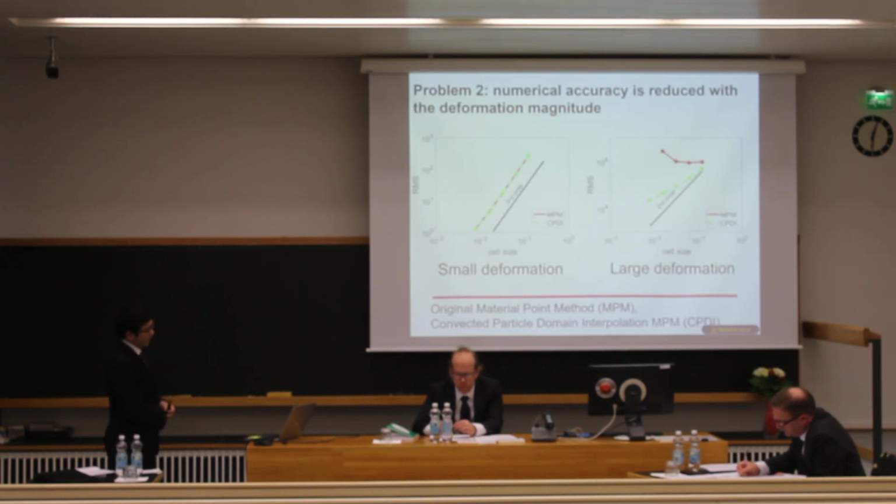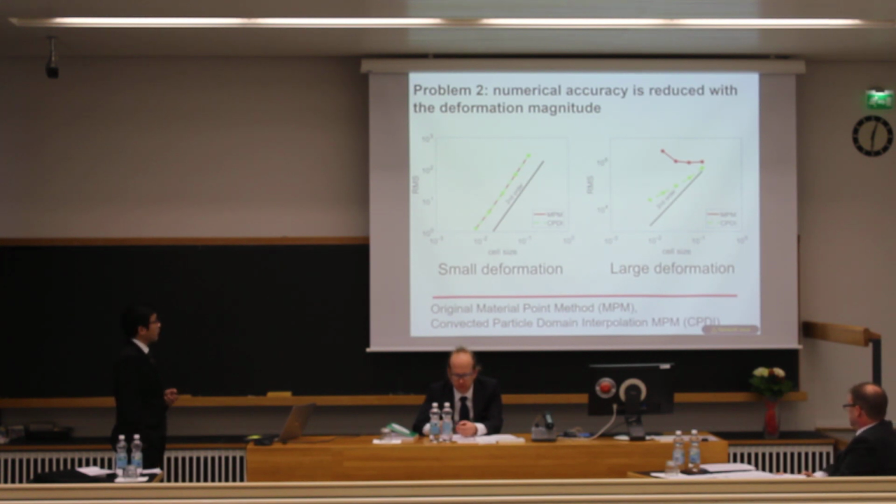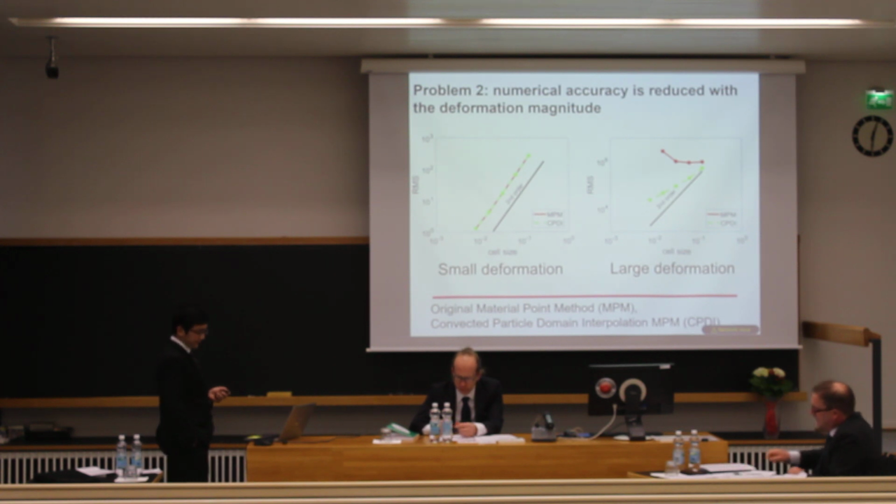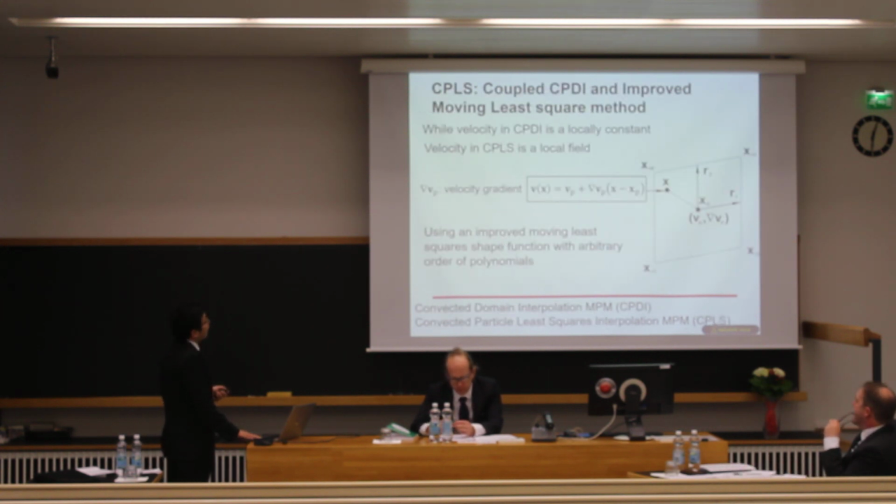And the second problem in the material point method is that the numerical accuracy is reduced with the deformation magnitude. So when the deformation is small, we can see that both MPM and CPDI, one of the most accurate versions of MPM, satisfy the second order requirements. However, if we increase the magnitude of the deformation, you can see that both MPM and CPDI no longer satisfy the second order. And therefore, we are trying to solve the problem.